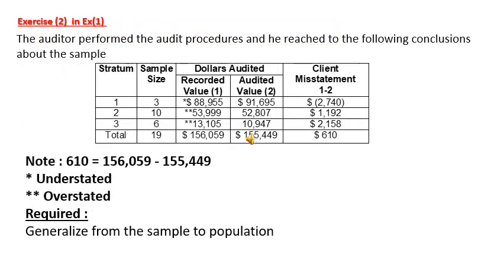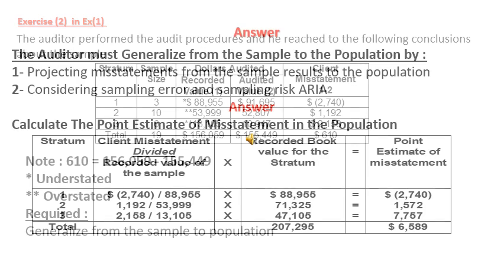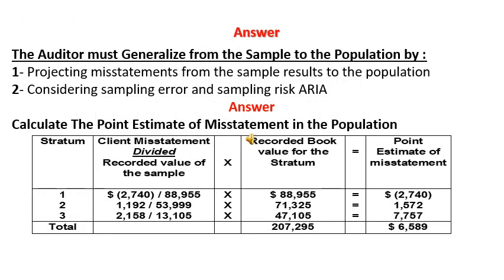This exercise is related to exercise 1 and concerns how to generalize from the sample to the population. The auditor calculates the projected misstatement by using the formula: client misstatement divided by the recorded value in the sample, times the recorded value in the stratum.